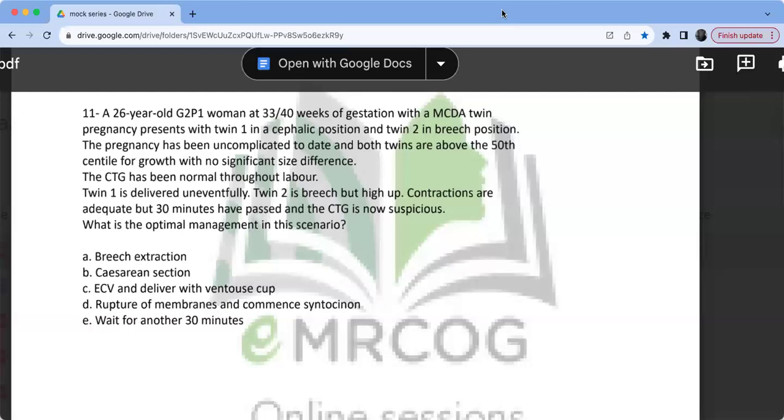Okay, so if we have a delay of the delivery of the twin, what shall we do? If the CTG is pathological, okay, and you think that delivery is not imminent, you can go for cesarean section. But if the time has passed and the CTG is just suspicious, what can you do in this case? Can you try for the breech extraction or go directly for the cesarean section? Yes, you go for the breech extraction, it's faster.